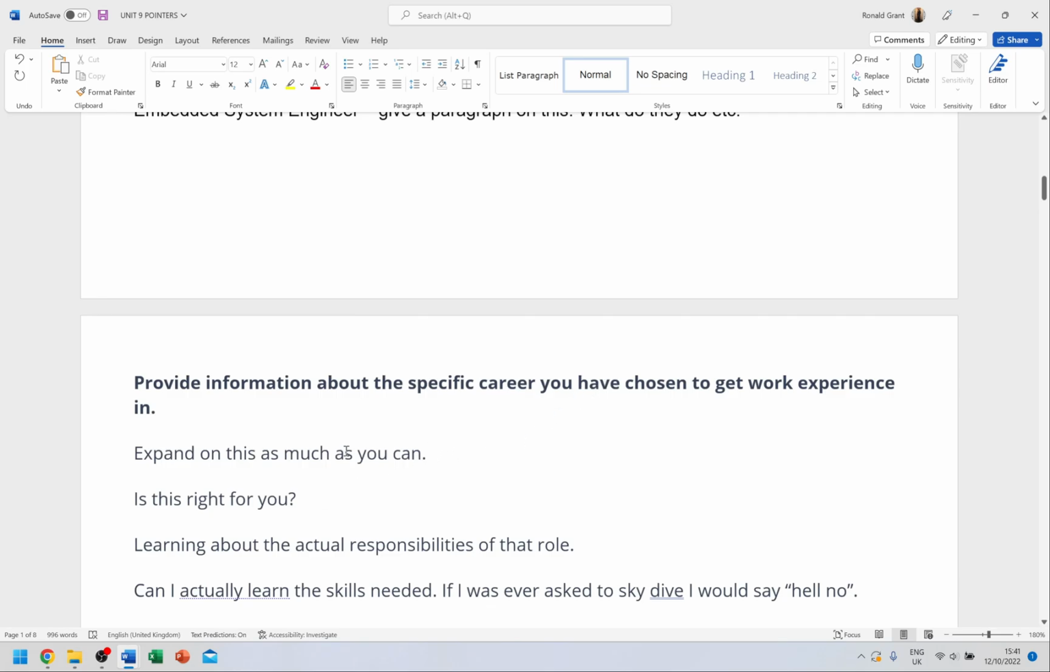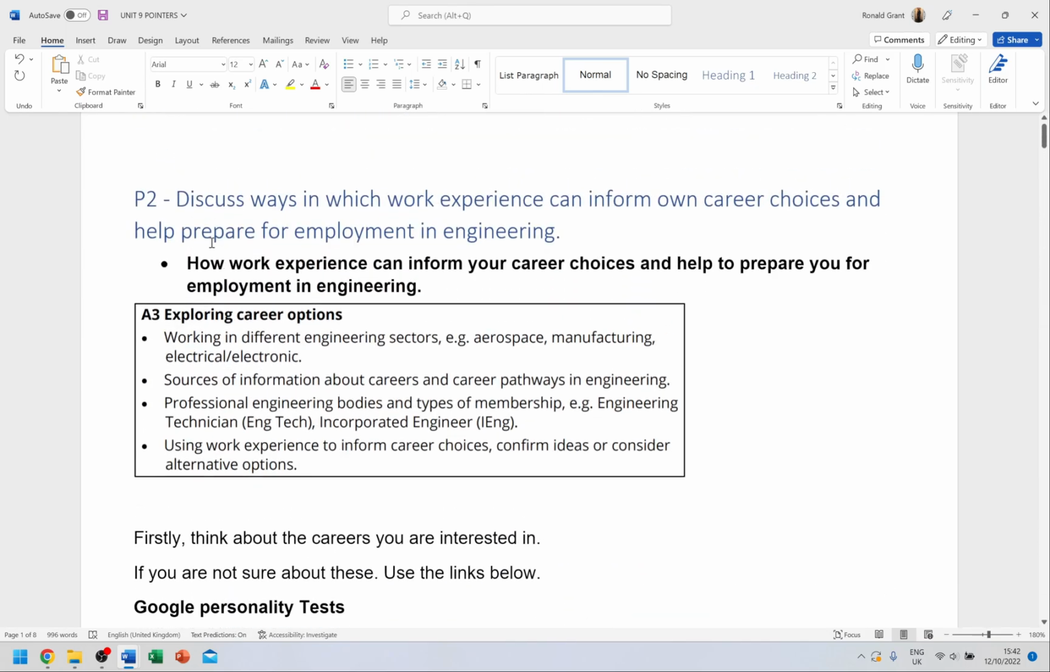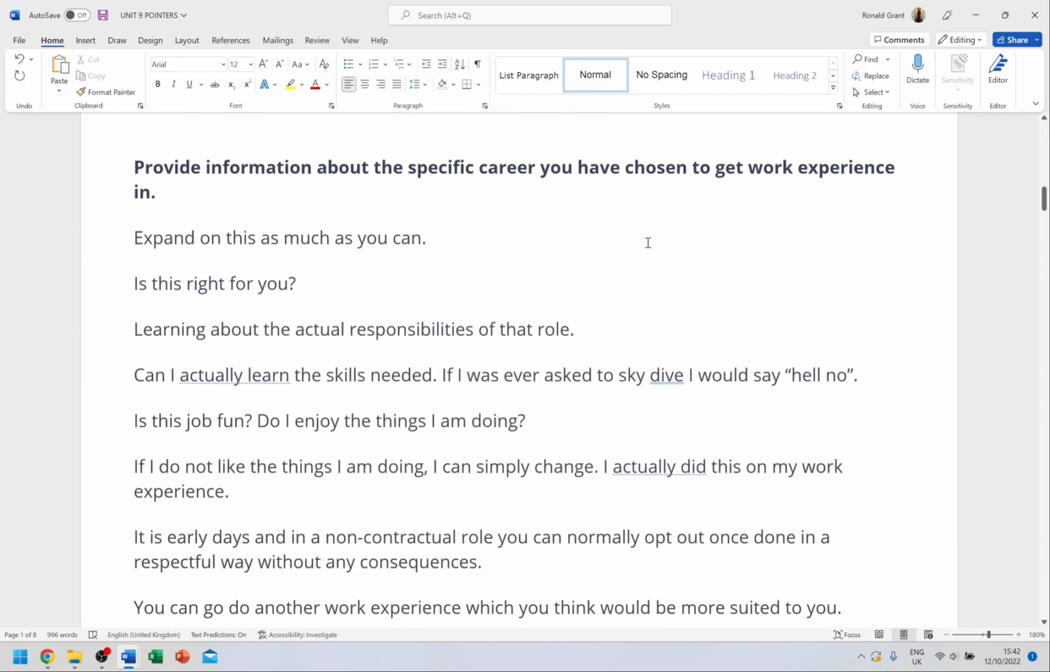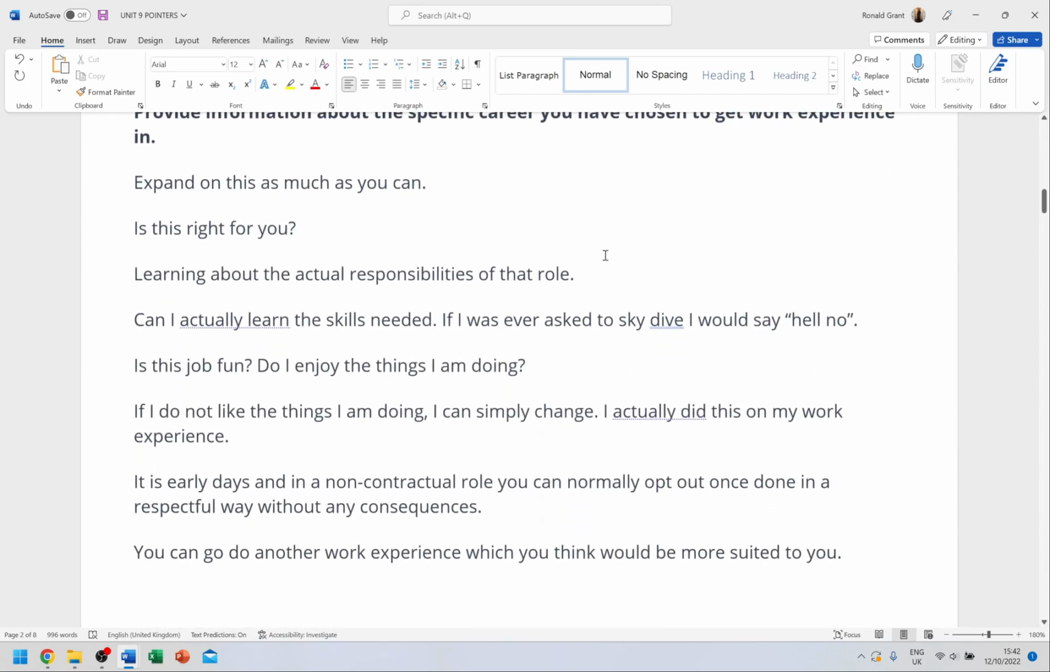So, it says up here that we need to discuss ways in which work experience can give us information on our own career choices and help us prepare for employment in engineering. I've given some bullet points down here on what that paragraph or series of paragraphs might look like, or the questions you might be able to ask yourself and answer. It says, is this job right for you? That's one of the main things. So as a computer systems engineer, CSE, is this job right for you?